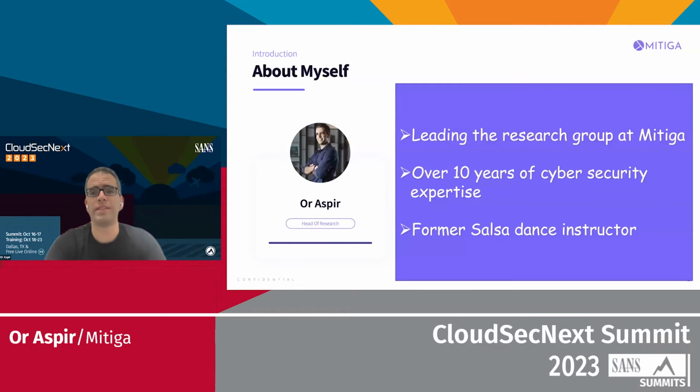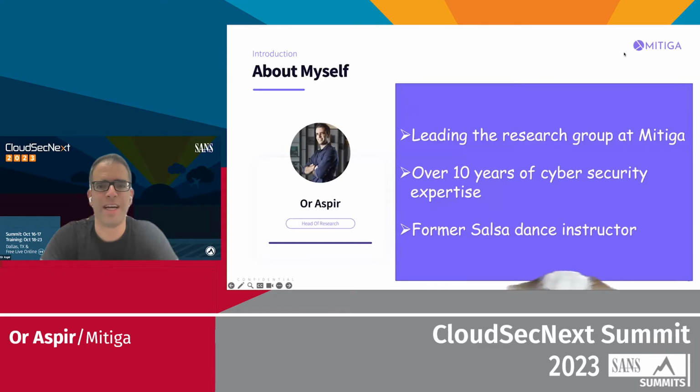Before that, a little bit about myself. So again, my name is Ola Spiel. I'm the head of research at Mitiga, which is a company that's focusing on cloud security, detection, and incident response. I have over 10 years of cybersecurity expertise, both as a developer and as a security researcher. And I'm a former salsa dance instructor. Yeah, this is about myself.